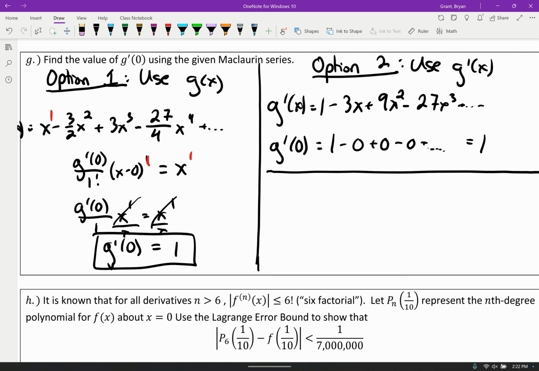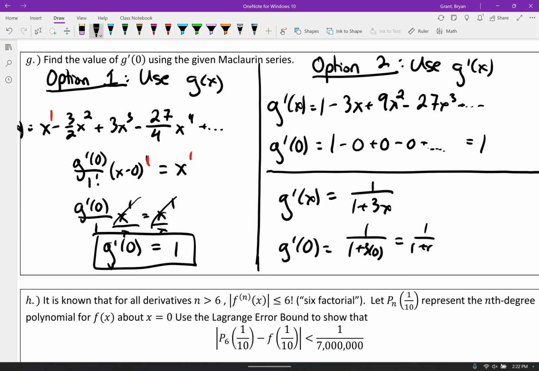That's pretty quick. Arguably, there's even an easier way, because we actually wrote a rational function for g prime of x. We said series are cool and all, but we have a very easy way to do this. It's 1 over 1 plus 3x. And this says to find any derivative, we can just replace x with 0. That's 1 over 1 plus 3 times 0, 1 over 1 plus 0, which is 1.